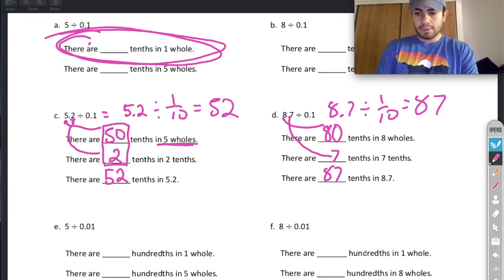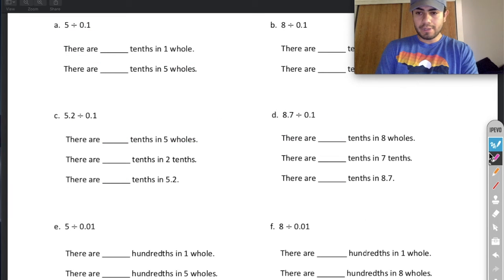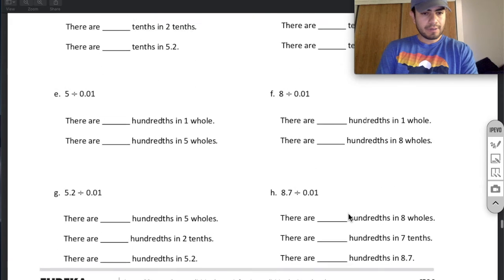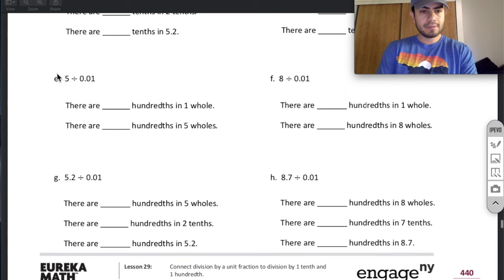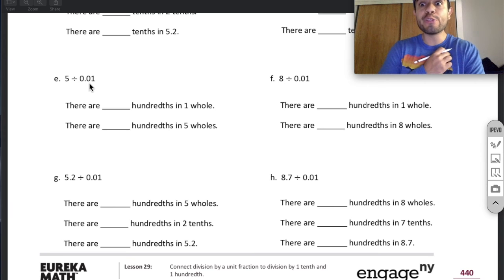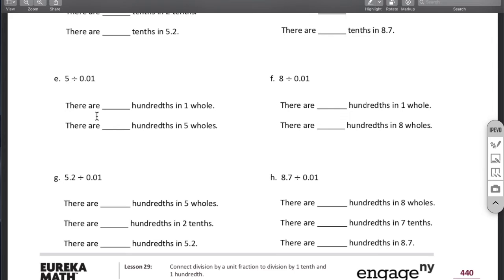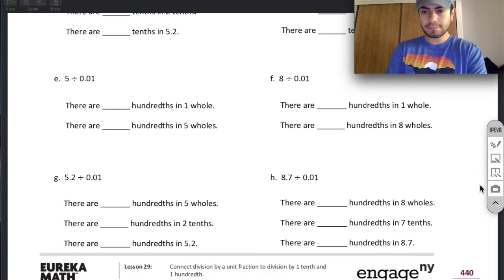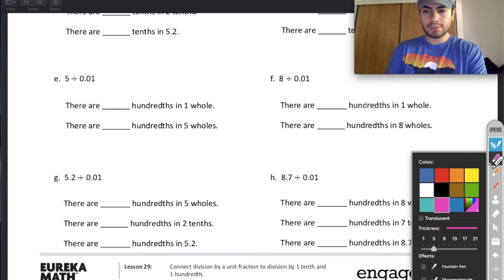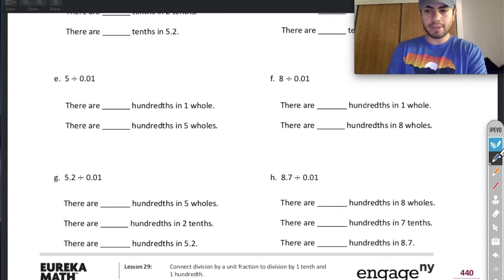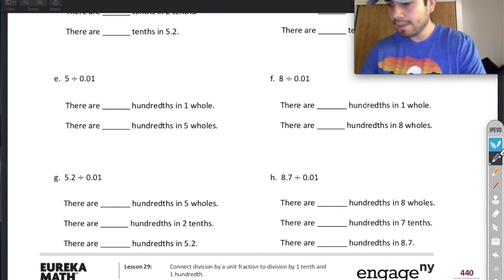Okay, let's move on to now the one down here that has hundredths. 5 divided by 1/100. So the first step that it wants you to do here is to note how many hundredths there are in one whole.